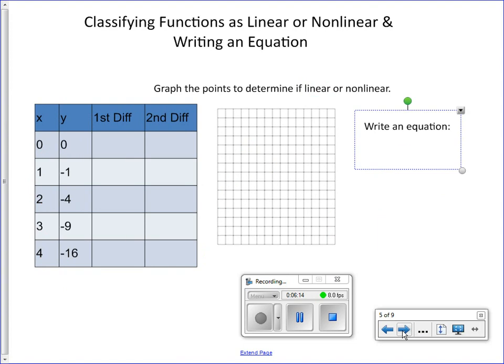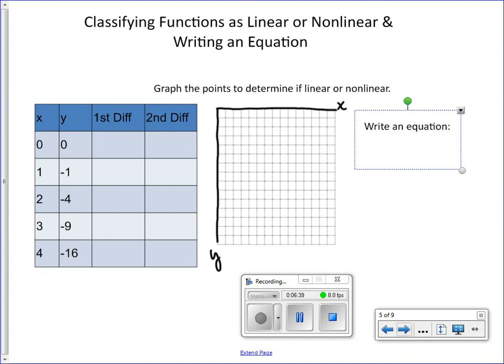All right, let's look at the next graph. In this case, let's graph our points first. This time, because I have some negative y's, I'm going to draw my axes in this way. This is going to be my x-axis up here. This will be my y-axis here.